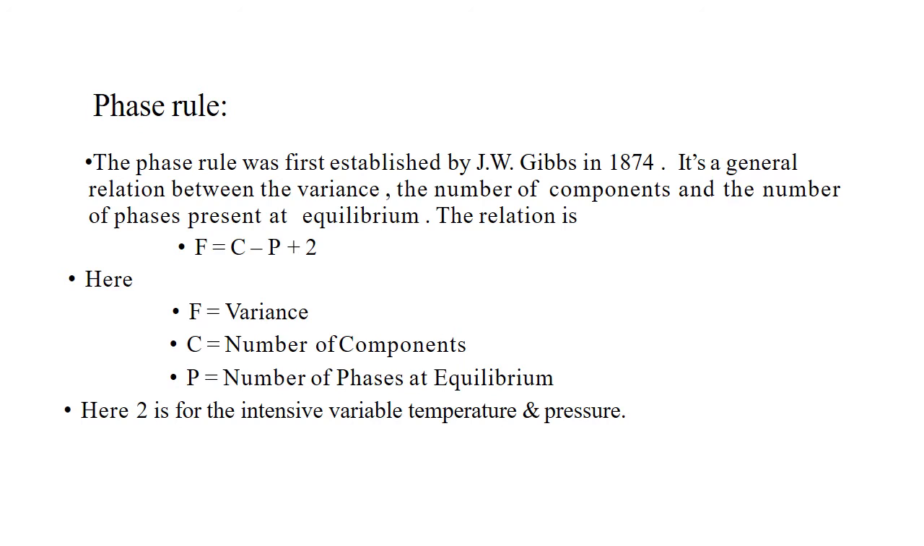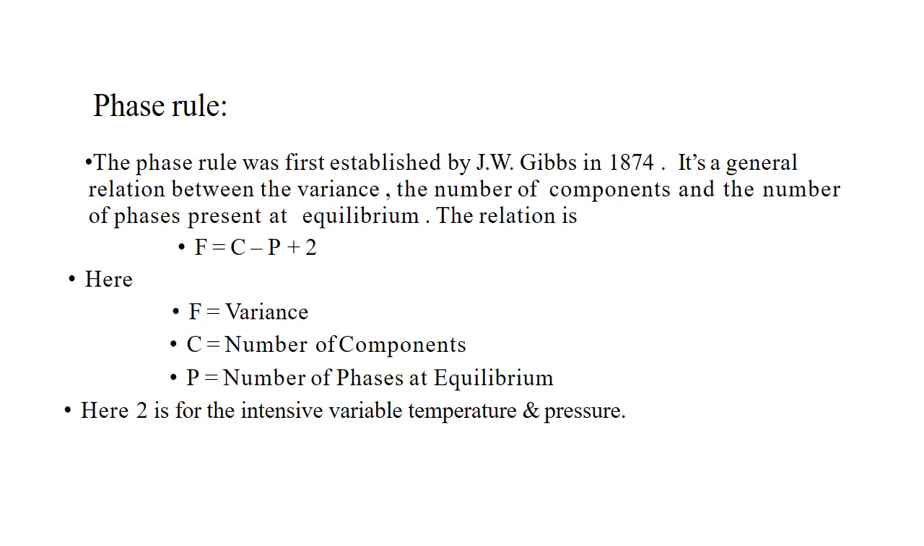This rule was established by J.W. Gibbs in 1874. That's why it's called Gibbs rule, or we can say it's called phase rule. This rule describes the relationship between variance, number of components and the number of phases present at equilibrium.